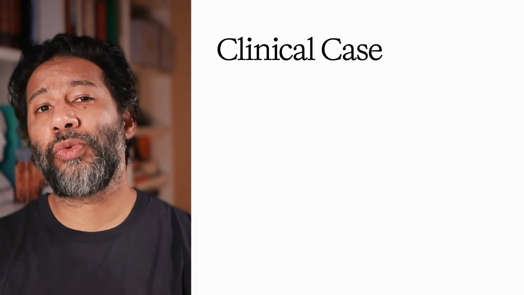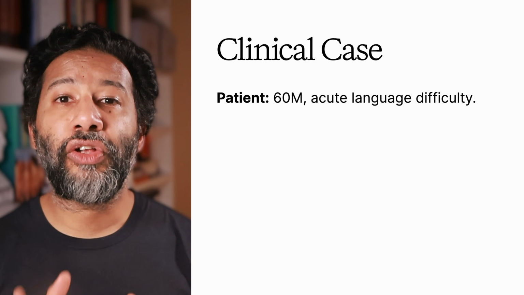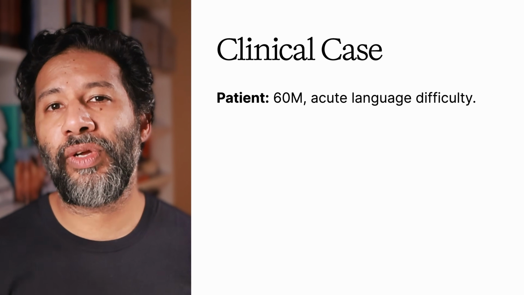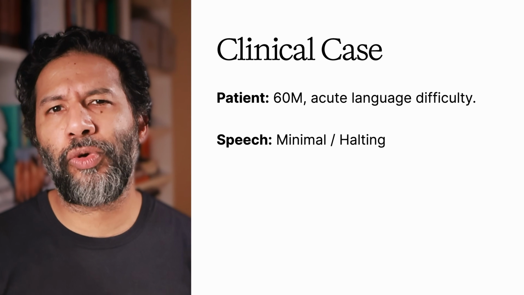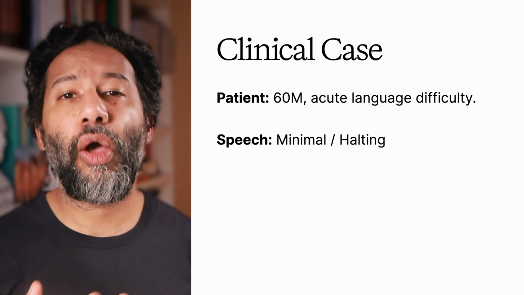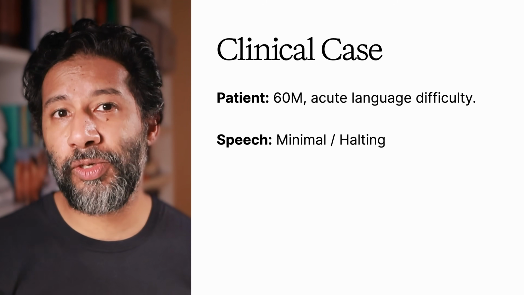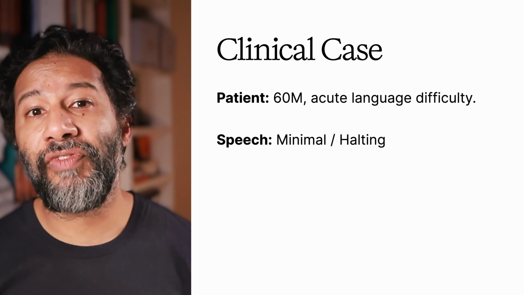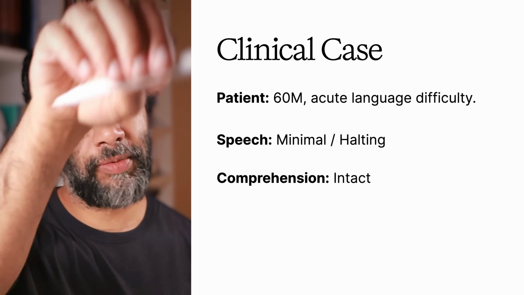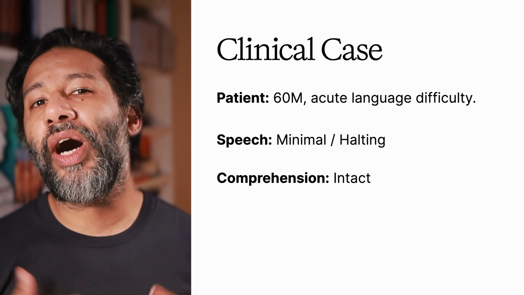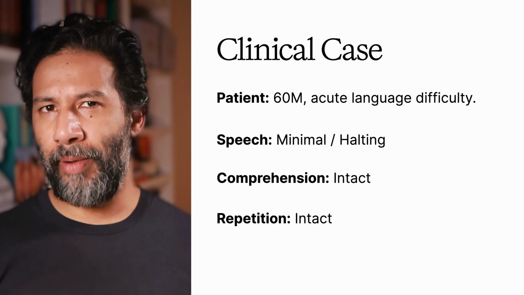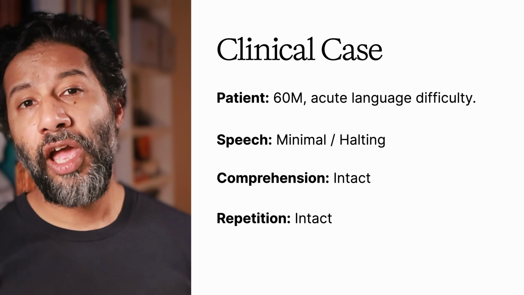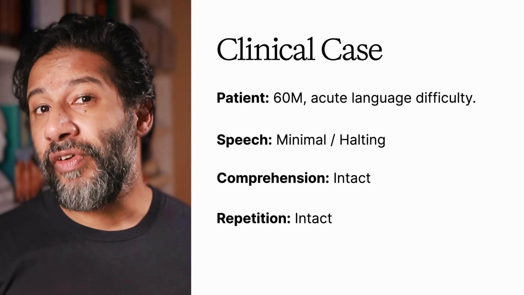So let's do a quick case. We've got a 60-year-old man, acute onset of difficulty with their language. They're having trouble getting the words out, very minimal verbal output, just a few words. When you ask them to point to the ceiling, they can do it. If you ask them to take your pen and put it on the table, they can do it as well. When you ask them to repeat words, sentences, and phrases, they can. Mama, papa, baby hippopotamus. What type of aphasia do they have?